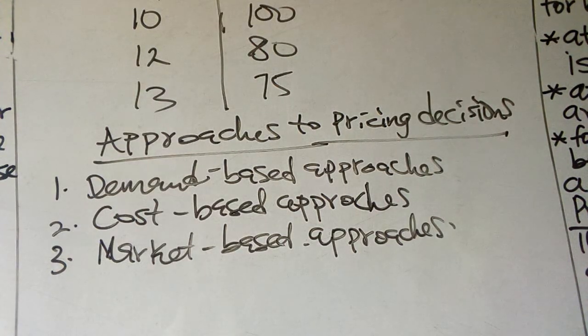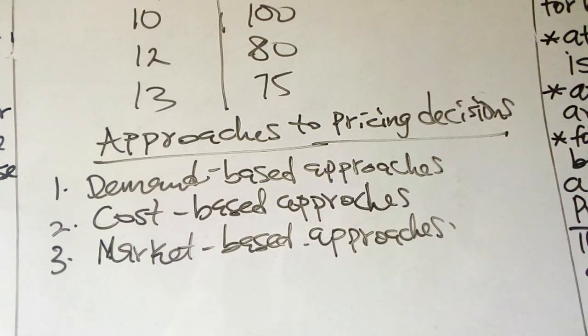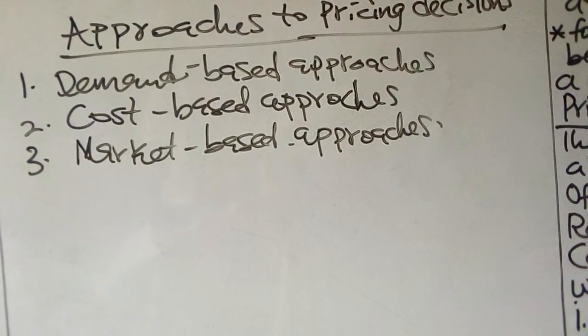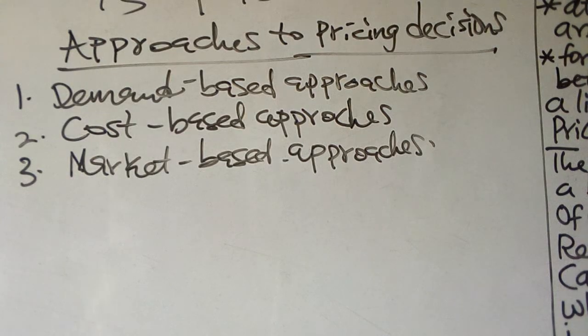I want to start with number one, which is demand-based approach. Remember, demand is the quantity of a commodity that consumers are willing and able to purchase at a given price over a given period of time. And remember the law of demand, which I have stated earlier. All things being equal, the law of demand states that the higher the price, the lower the quantity demanded, and vice versa.